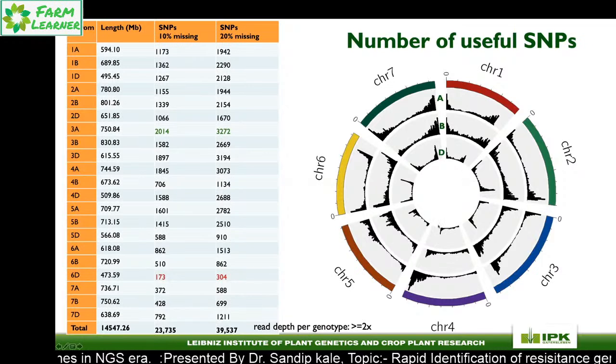And again, here it shows the distribution of SNPs on the genome. As you can see, there are more SNPs towards the ends of the chromosomes. This is because we used methylation sensitive restriction enzymes, and the center part is highly methylated, so the restriction enzymes cannot cut in the center part. Also, there is a very high recombination rate towards the ends, and so the SNP density is also high towards the ends.